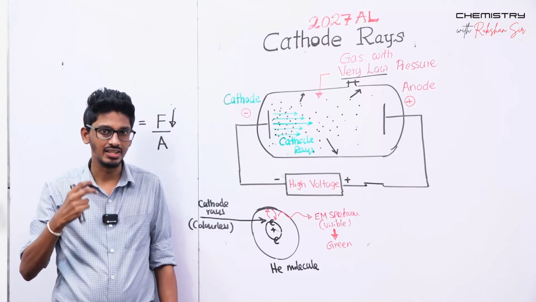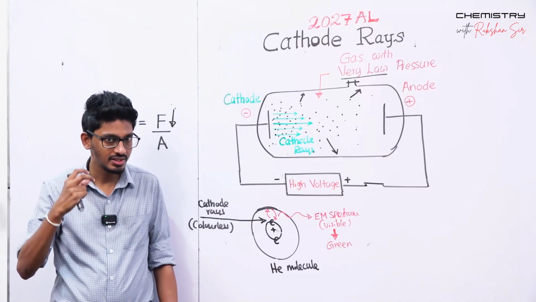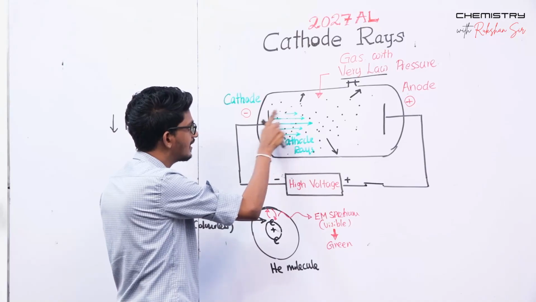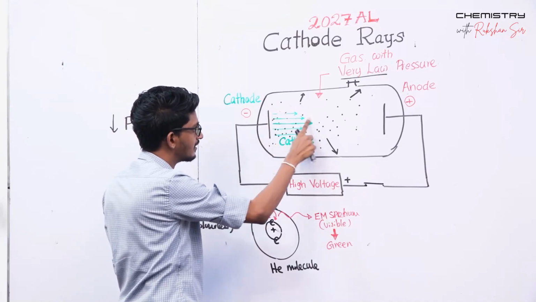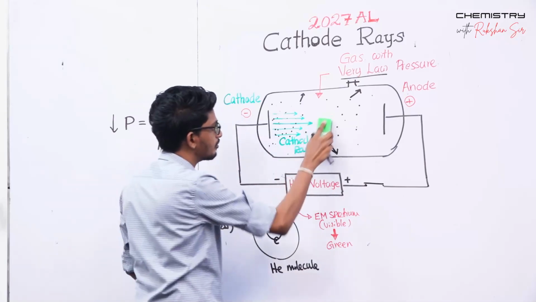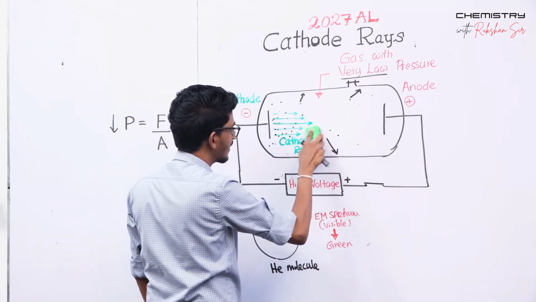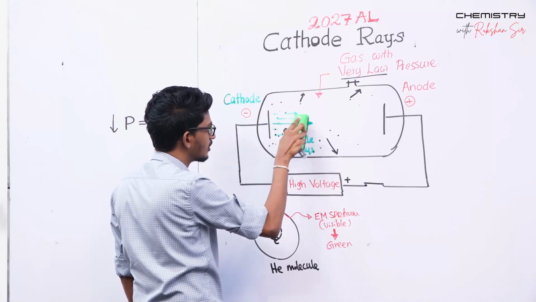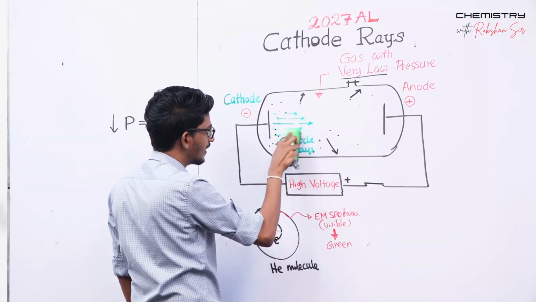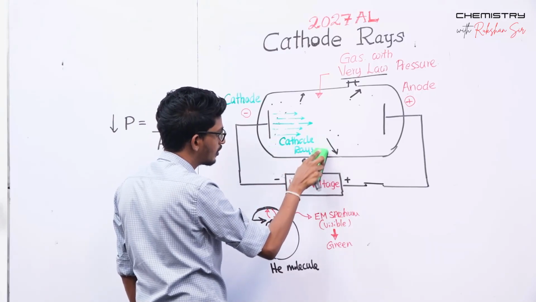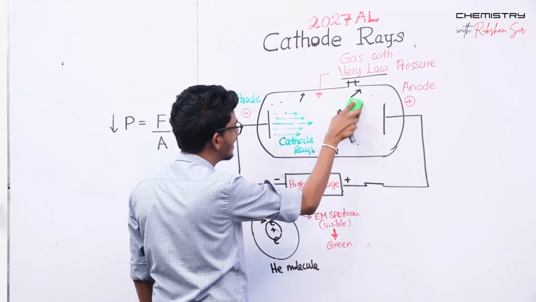It is very important to note that to observe cathode rays, the cathode ray tube should contain a very limited number of gas molecules. The number of gas molecules should be very limited so that they provide a very clear pathway for cathode rays to go through the tube towards the positive terminal. Very few molecules are allowed inside the tube.